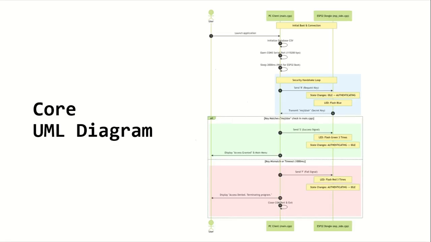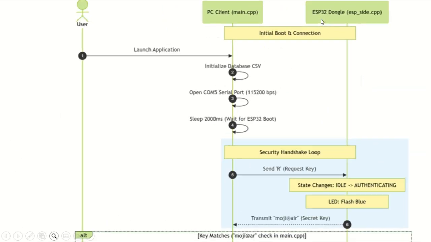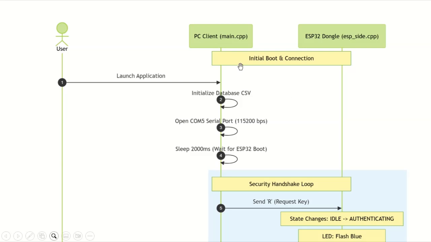First of all, this is the core UML diagram. Let's see. We have two sides. We have the PC side, which runs the main CPP program, the program which controls the CSV: the editing, the deletion, and the printing of the CSV. And we have the ESP32 side, which is responsible for the authentication side.